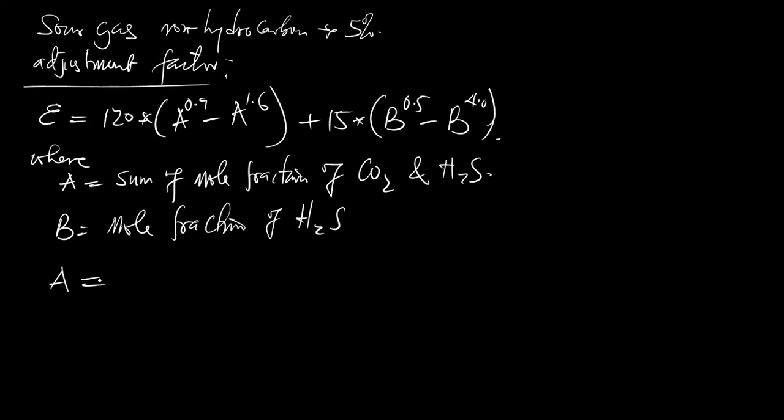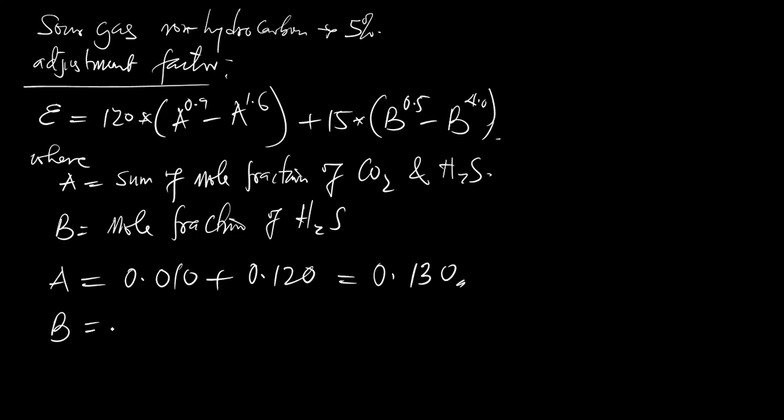So the mole fraction of CO2 is 0.010 plus the mole fraction of H2S, which is 0.120. So this will give us 0.130. This is A. This is B. So our B will now be 0.120. So we have gotten our B and we've gotten our A.